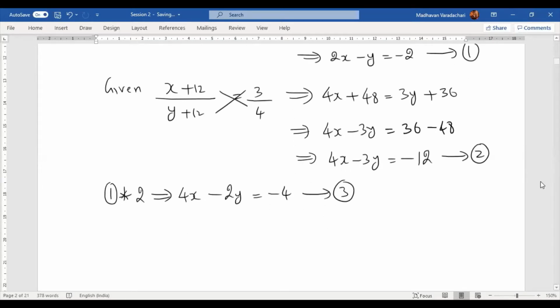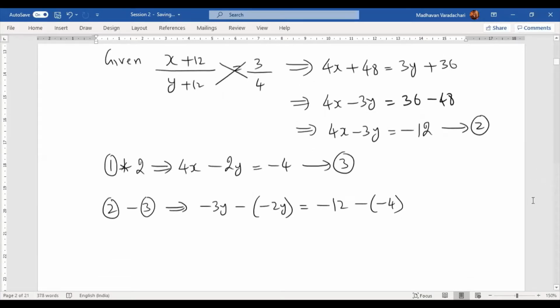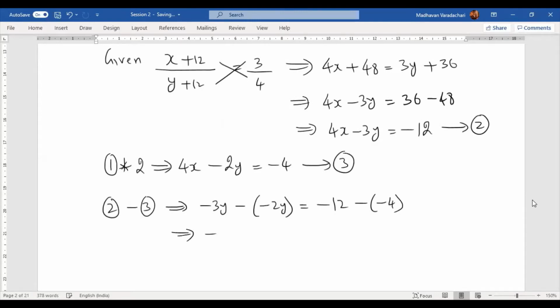Now we can subtract the second equation and the third equation. 4x minus 4x gets cancelled. Minus 3y minus of minus 2y is equal to minus 12 minus of minus 4. So what will happen then? This will be minus 3y plus 2y is equal to minus 12 plus 4. Means minus y equal to minus 8, or y is equal to 8.